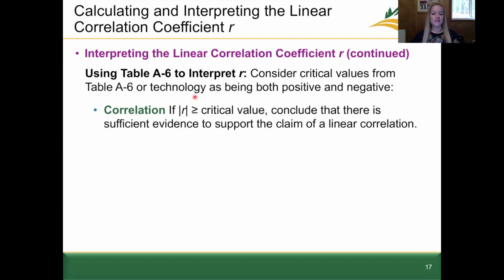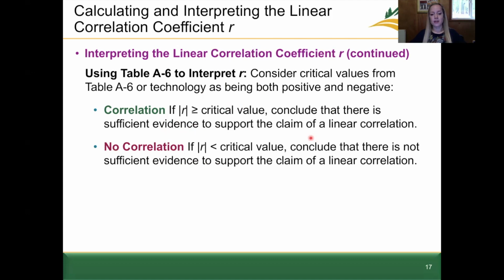In order to say if there is a correlation or if there is no correlation, we need to compare our R value, our linear correlation coefficient that we find, to a critical value. And again, we can find these critical values using table A6. We'll talk more about absolute value here in 10.1. So if the absolute value of R is greater than or equal to our critical value, then we conclude that there is sufficient evidence to support the claim of a linear correlation.